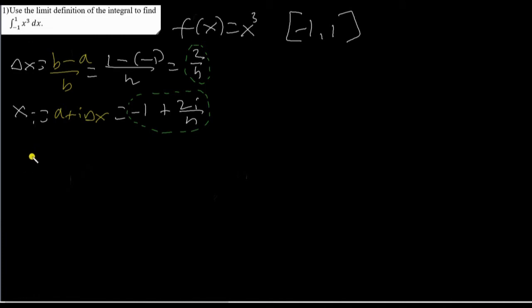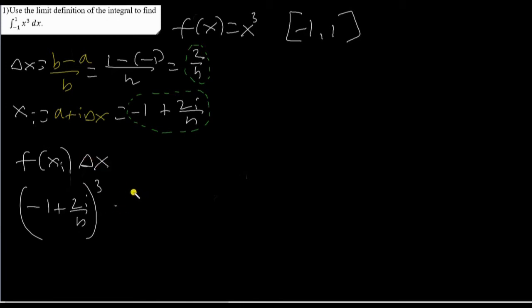So we're going to use those two pieces to figure out the limit definition. Remember, the limit definition has f of x_i delta x, and f of x is x cubed. So if we replace the x_i in for the x, we can plug in the -1 + 2i over n into our function. So we're going to get (-1 + 2i over n), I'm replacing x with this, and then I'm cubing it, and then I'm multiplying it by the delta x, which is 2 over n.